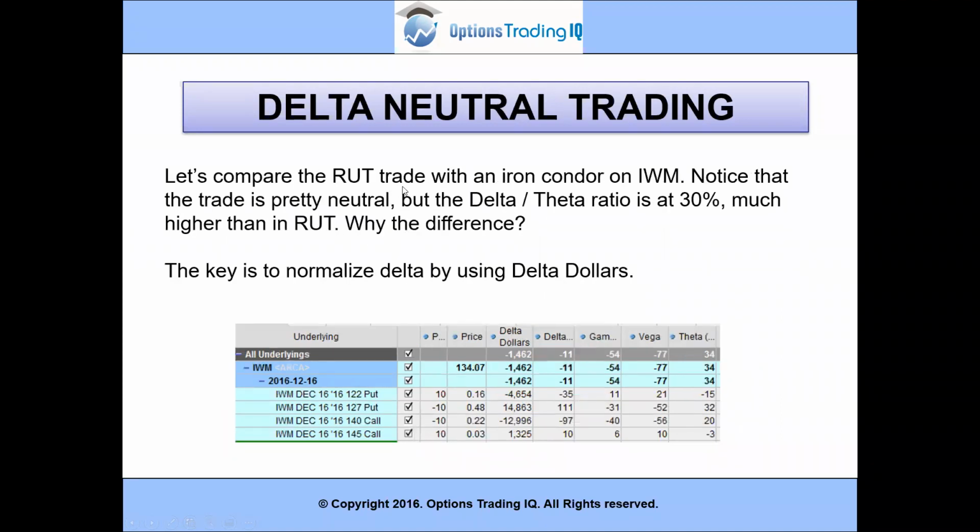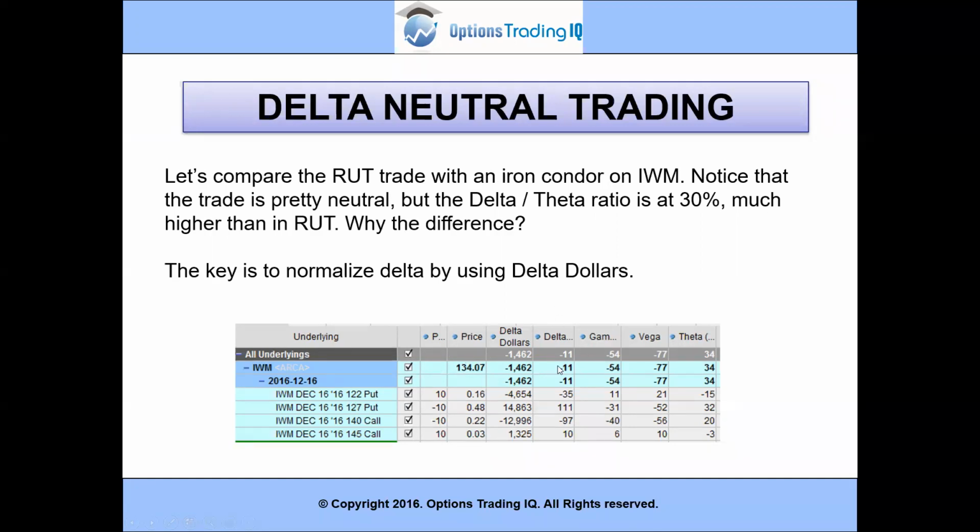So let's compare that Russell trade with an iron condor on IWM. Notice that the trade is pretty neutral. See that delta dollars is actually less than the previous one, so our dollar exposure is much lower. But the delta theta ratio is at 30%, much higher than in the Russell. And why the difference? Well, it's because the price of the underlying is a lot lower.